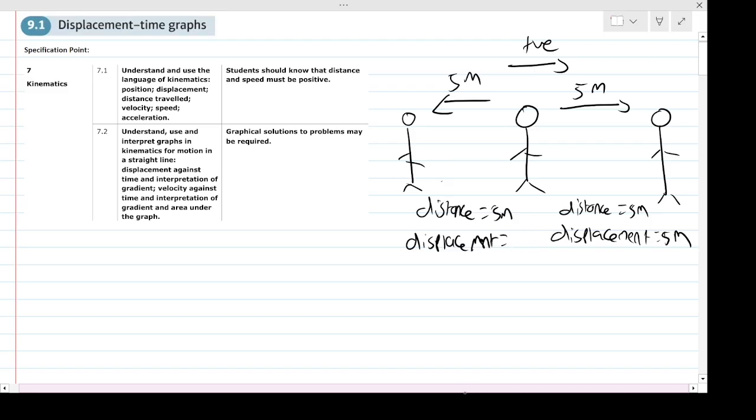And so the idea is with displacement, it attaches a direction to where people are walking. So it's distance, but it also takes into account if they're going forwards or backwards or left or right or something like that. It incorporates direction as well as the physical distance they travelled, okay?